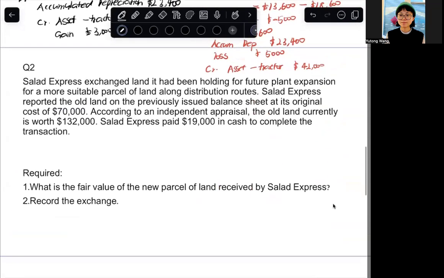Let's look at the second question. You have 5 minutes to do this, and you pause it. And after that we will discuss together.